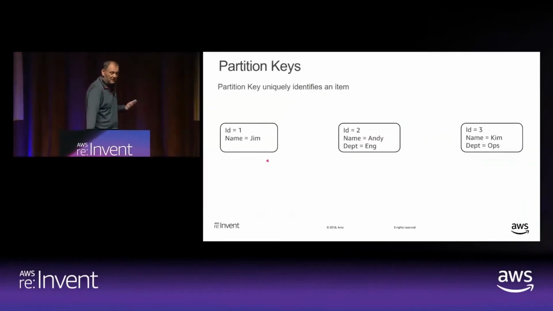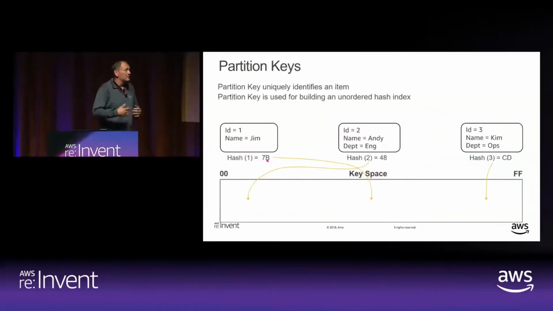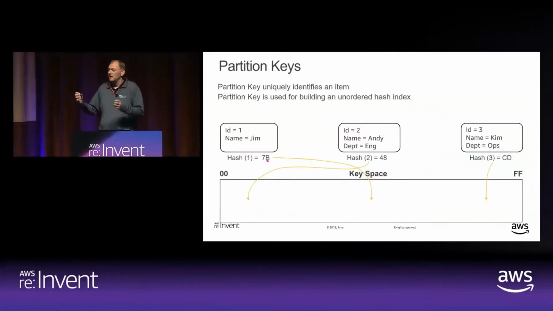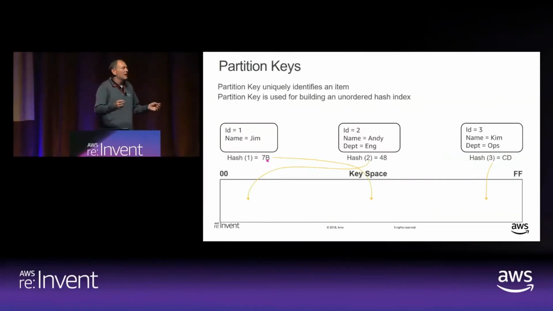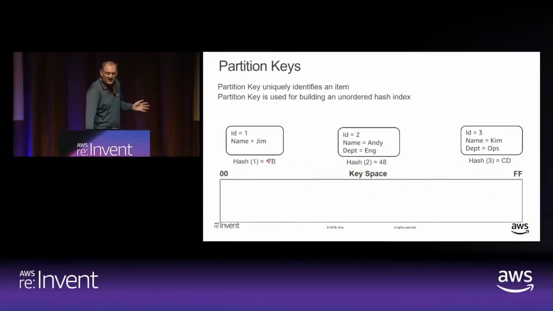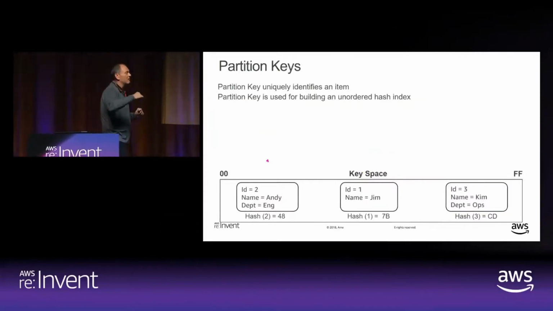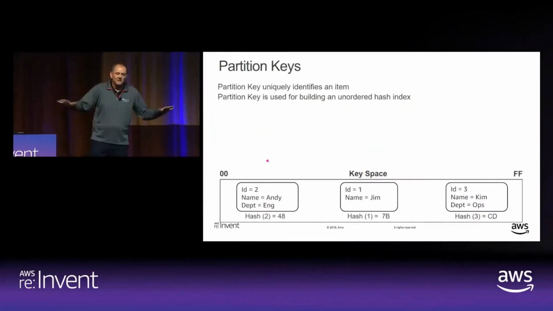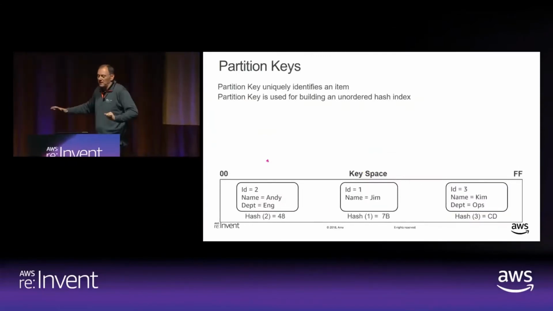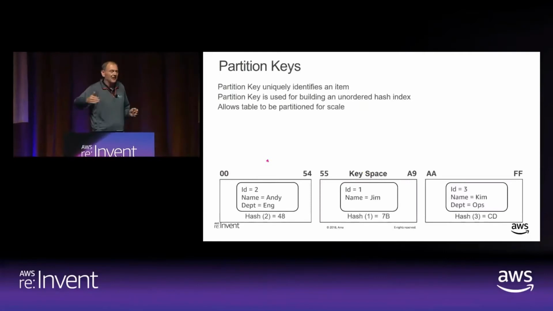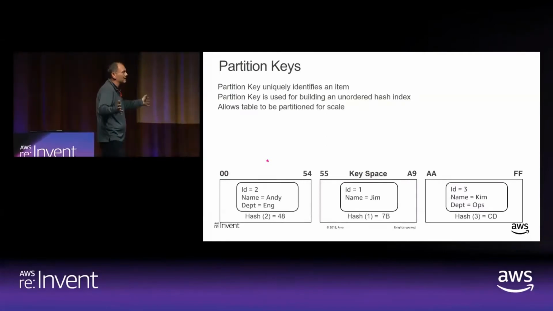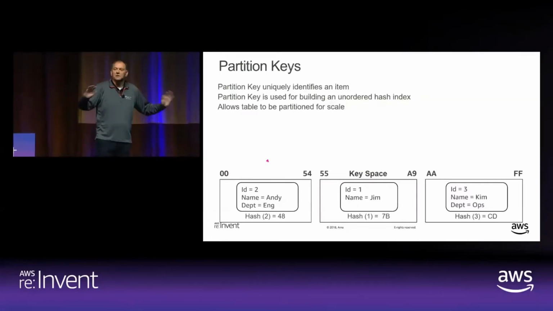Partition keys are used to uniquely identify the item. They're also used to distribute the items across the key space. So every table in DynamoDB represents a unique logical key space, and we're going to distribute those items by taking that partition key attribute and creating an unordered hash index and laying these items out across this virtual key space. This is the way all NoSQL databases actually work, and when we scale the database, we're just going to chop that key space up and spread those items out across multiple physical storage devices.